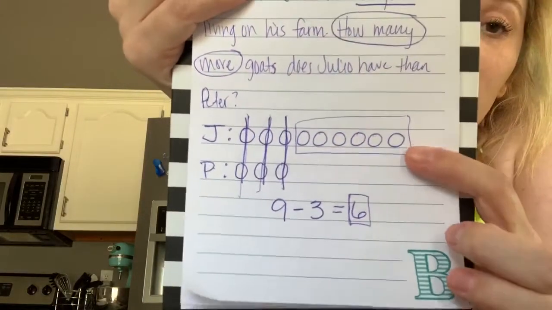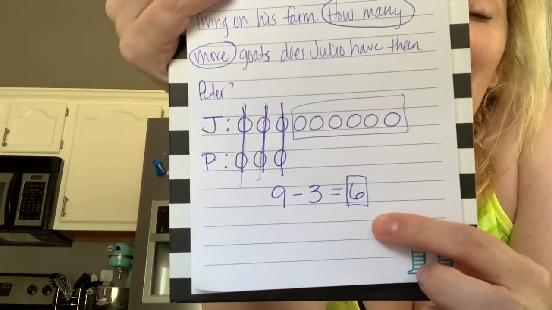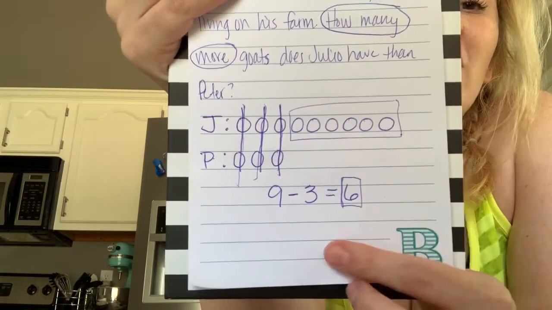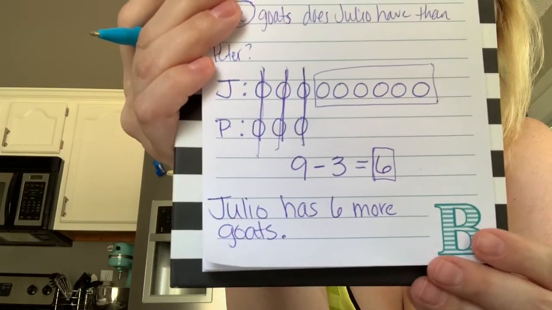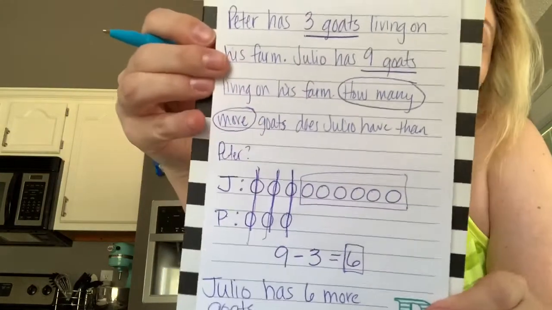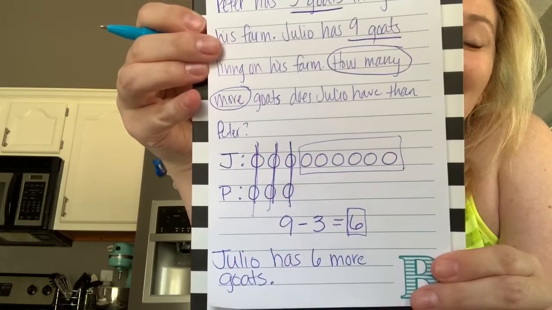And I'm going to also box off my answer of 6, because remember, our answer in our picture, we box off as well, so we know. Now we wrote our equation, now we need to write our sentence. So how many more goats does Julio have than Peter? Julio, because remember, he had more goats, has 6 more goats. Simple sentence. Julio has 6 more goats. Perfect word problem right there that we did together.